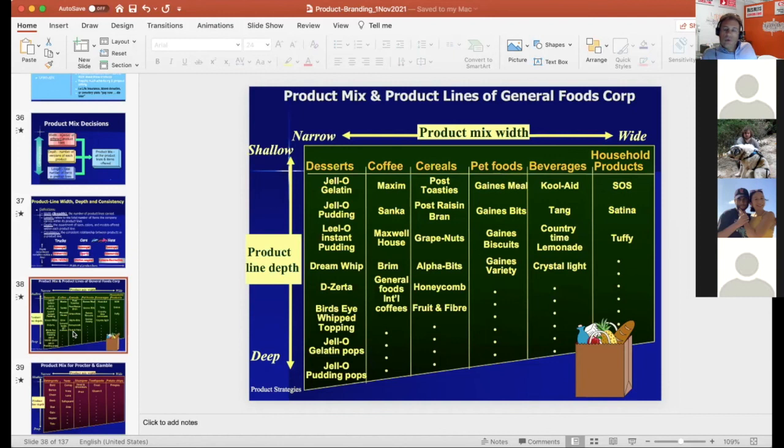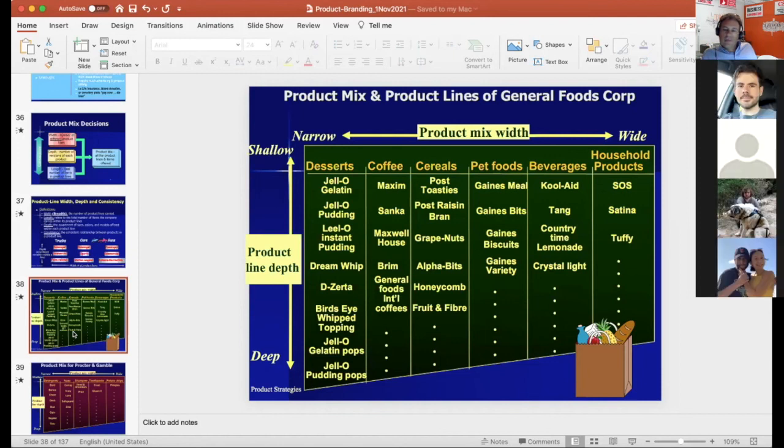So the product width, yes. Six. That's correct, Brian. So there's six products in the width. There's dessert, coffee, cereals, pet foods, beverages, and household products. So that's six, the width.